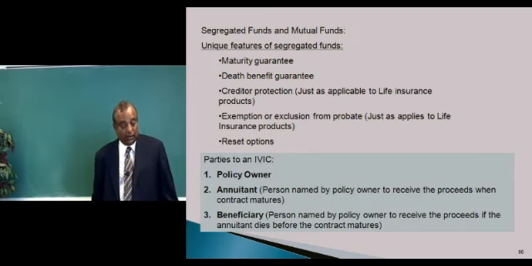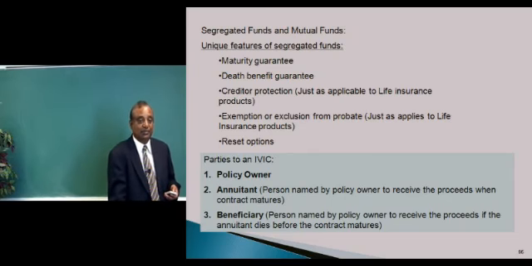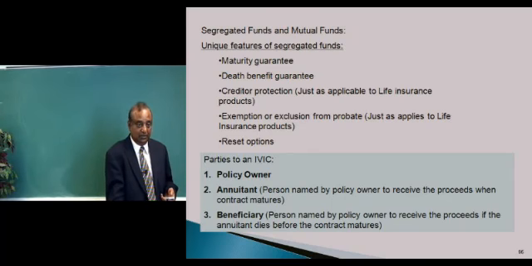Now, that's okay for a normal contract, but if it's a registered contract, RRSP or something, then the policy owner and annuitant have to be the same person. You cannot have two different names. So it can be a two-party contract or a three-party contract. That's just like life insurance. Now let's look at the guarantees.